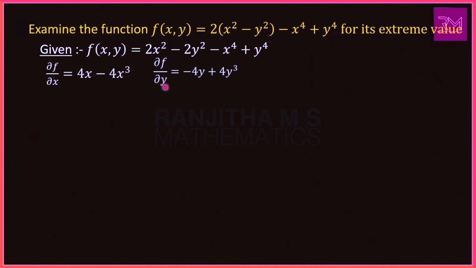Similarly, ∂f/∂y means we have to treat the x value as constant. Hence we get the differentiation of −2y² is −4y. So this value becomes 0, plus y⁴ differentiation is 4y³.